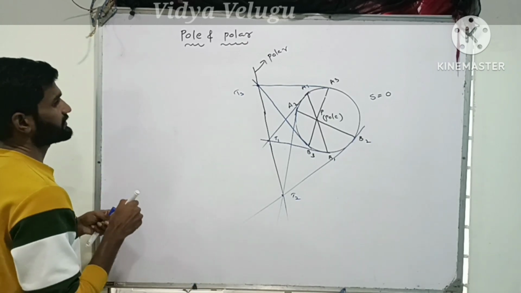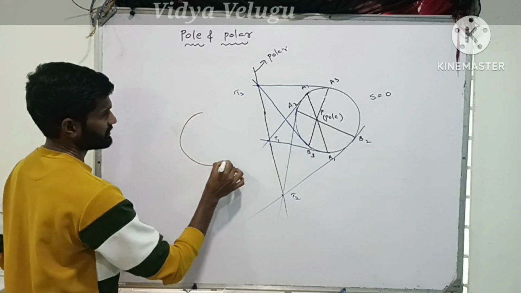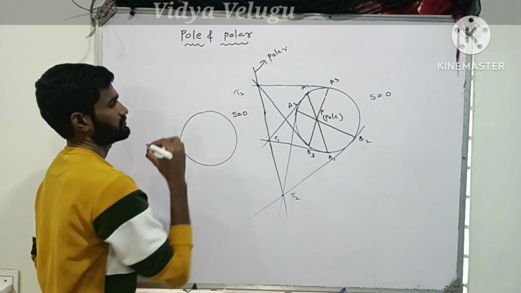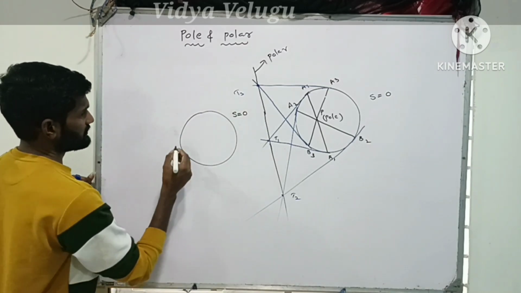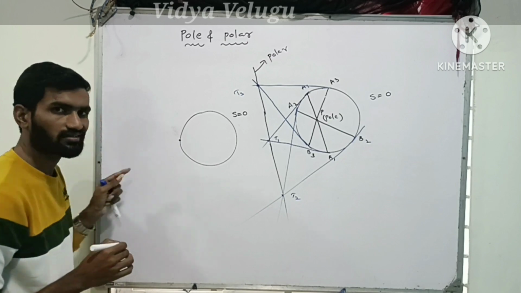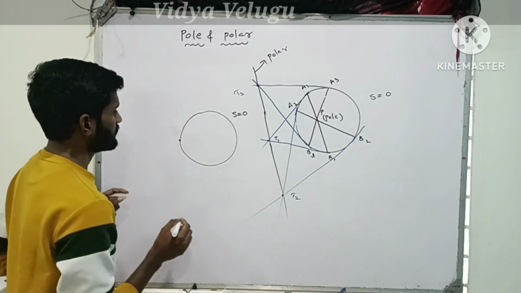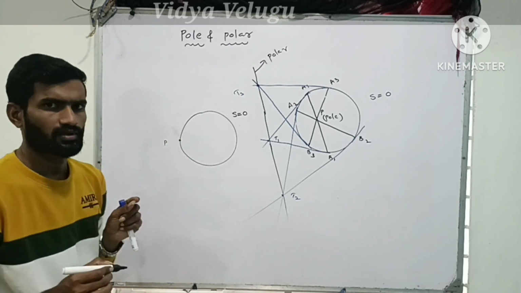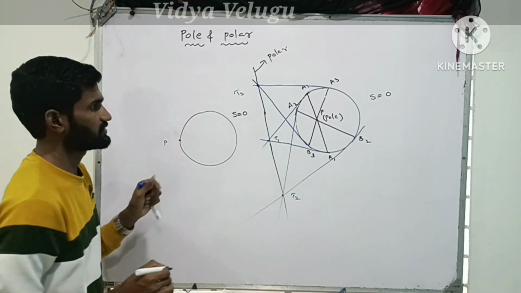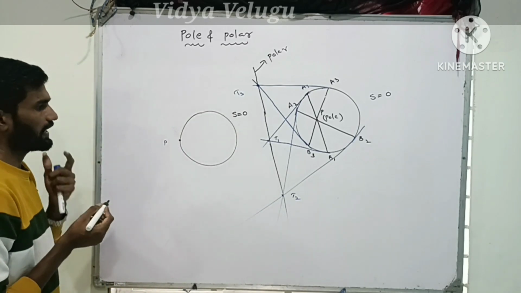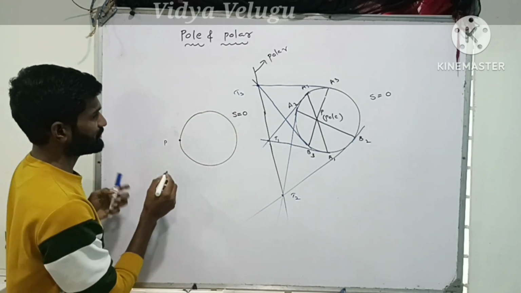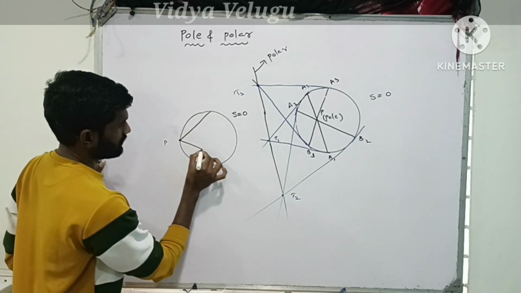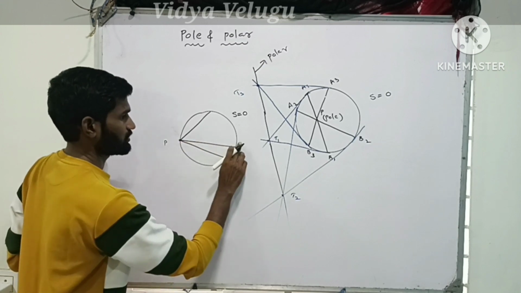Right, now let us consider a circle. This is the circle, S equals 0, right? Here I am going to consider a point which is on the circle. This is P, and this is the pole itself. Now I need to draw the chords from this point. So here I am going to draw like this. This is one chord, this is one more chord, and this is one more chord, right?